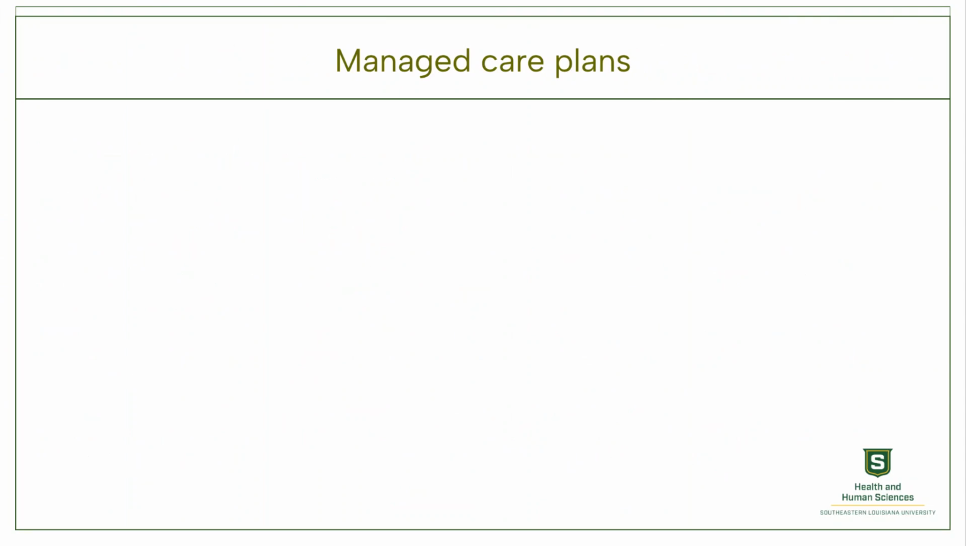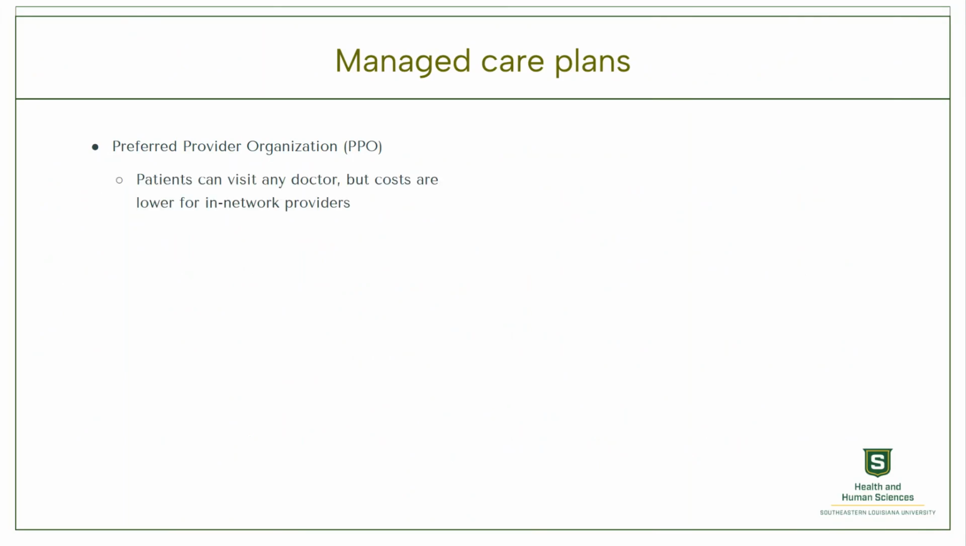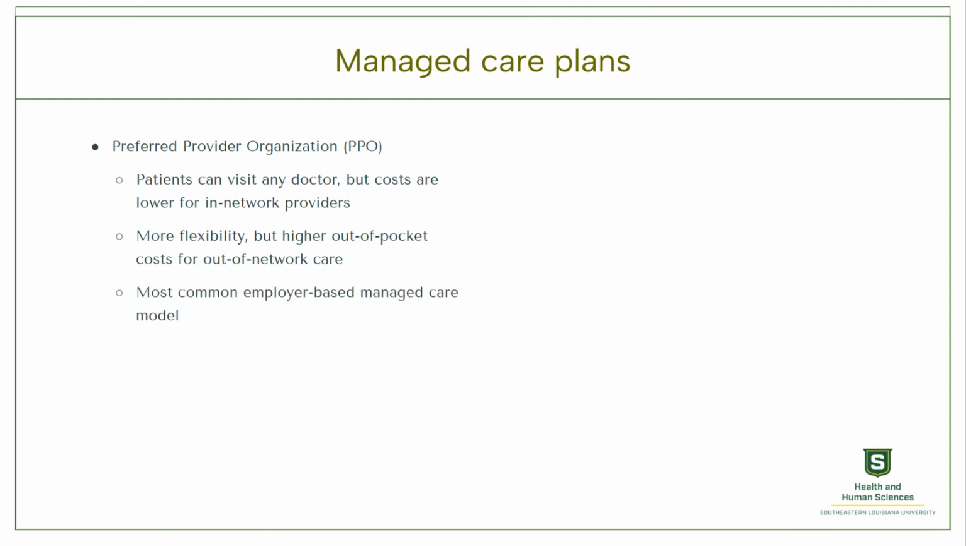So I'm going to still talk about all of this, PPOs, HMOs, but explain it in detail in terms of what their services look like. With PPOs, patients who are enrolled can visit any doctor, but if you're receiving care from a provider that is in network, your cost is lower, and you're likely going to cover more of the services than if you're receiving care from out of network. It's more flexible. However, your out-of-pocket payment is higher if you're receiving service from out-of-network care.